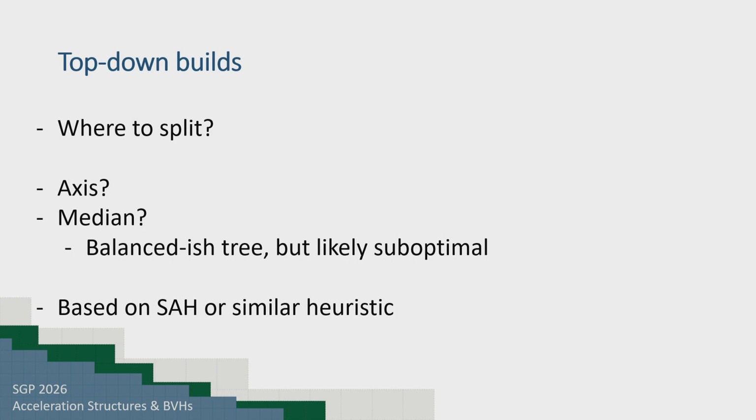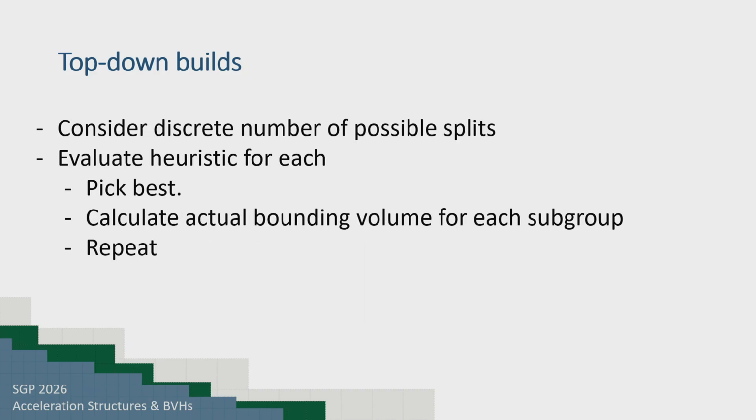You could always decide, hey, I'm just going to sort objects along one of the axes that I've chosen and pick the median. This gives you a nicely balanced-ish tree, but it's likely suboptimal in the end, despite being theoretically a nice data structure. So one thing you can do is use the surface area heuristic or another heuristic to make these decisions. The way this would work is you evaluate the surface area heuristic for different types of splits, and then pick the best one. Then you calculate the actual bounding volume for each subgroup and start repeating.